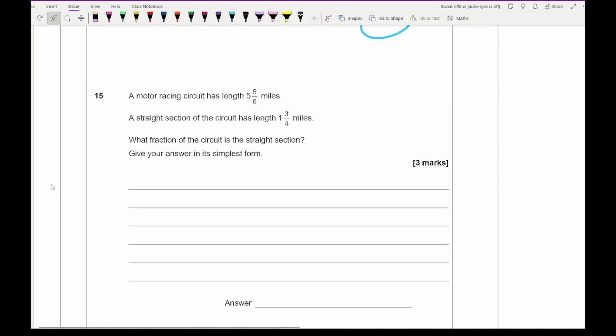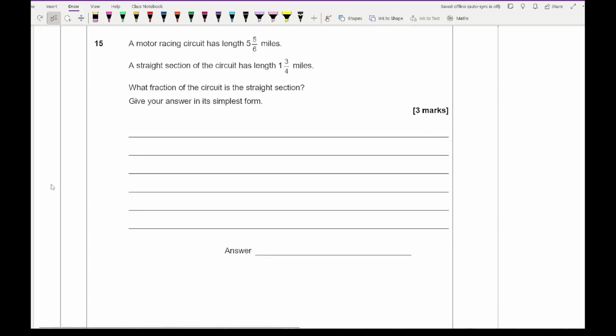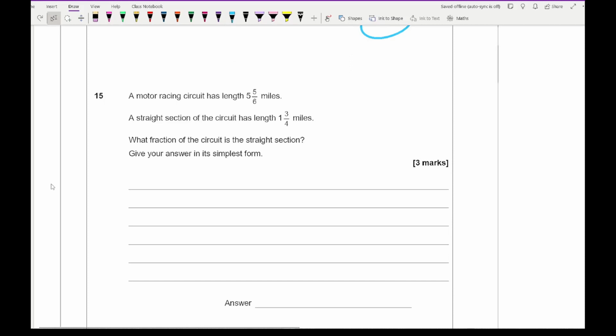miles. A straight section of the circuit has a length of 1 3/4. What fraction of the circuit is straight section? So for this, what we need to do is first of all write out what it is. So we actually got that the wrong way around. So it should be 1 3/4 over 5 5/6. So then if you convert those into improper fractions, we have 7/4 over 35/6. And then if I convert that into a division, we get this.